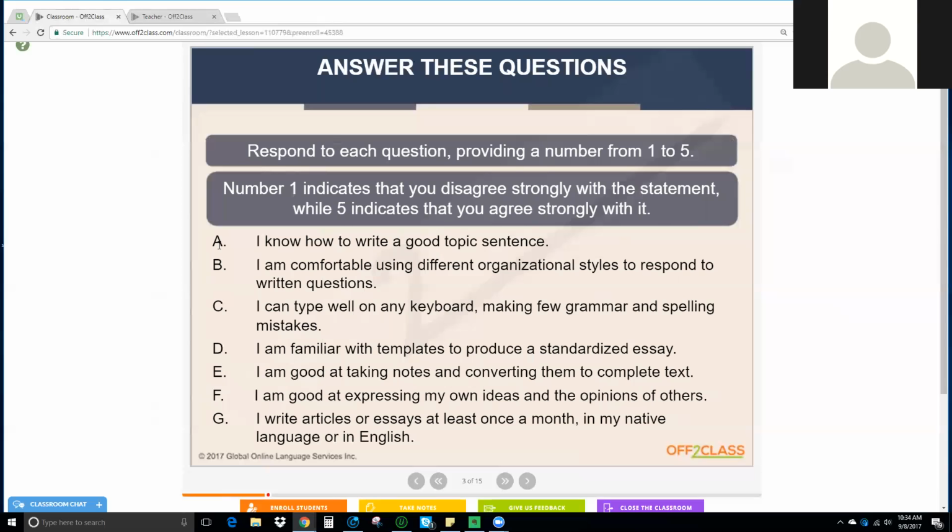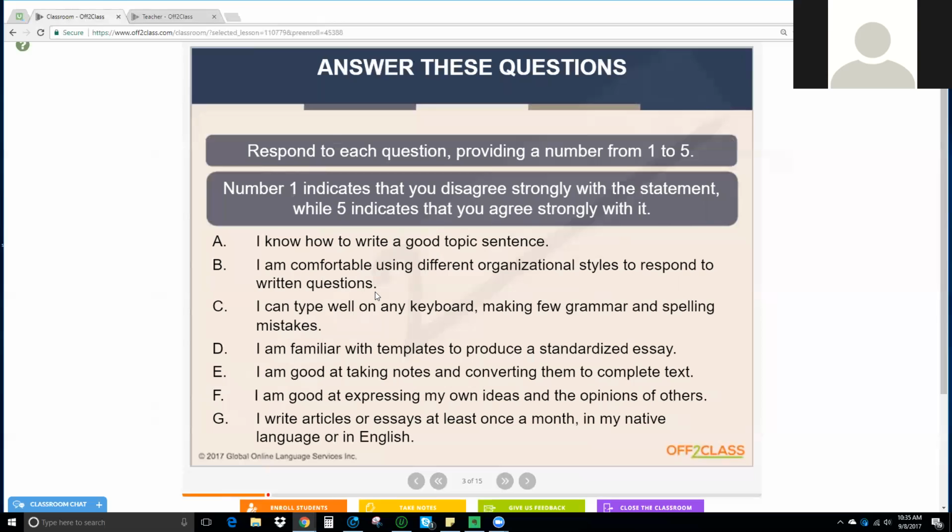C. I can type well on any keyboard, making few grammar and spelling mistakes. D. I am familiar with templates to produce a standardized essay. E. I am good at taking notes and converting them to complete text. F. I am good at expressing my own ideas and the opinions of others. G. I write articles or essays at least once a month in my native language or in English.